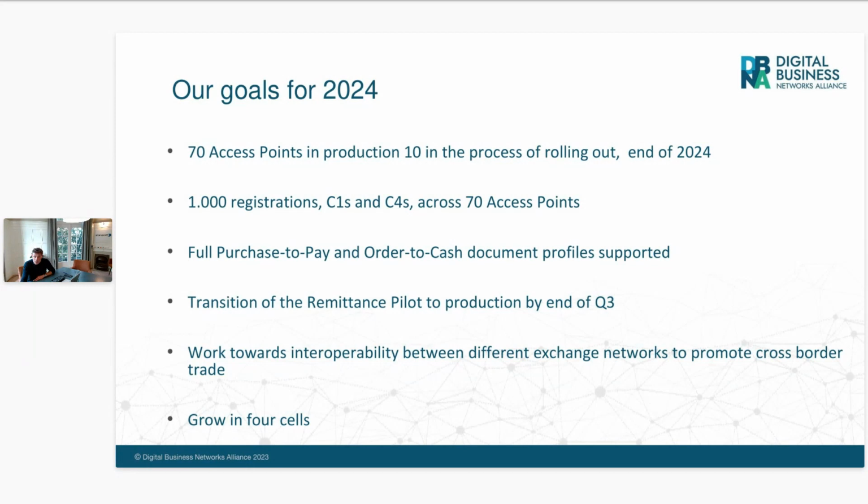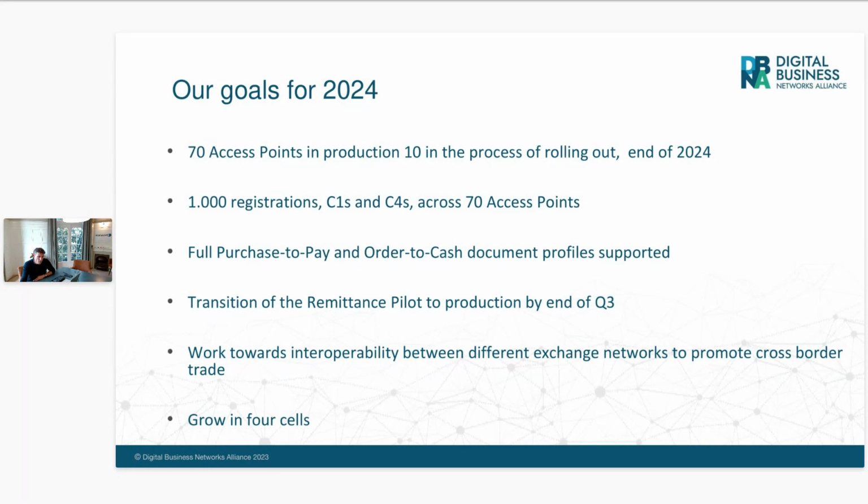The network wants to support other documents too. So meaning you have, of course, the e-invoice, but you also have purchase to pay documents, order to cash documents. And so the network is there for all sorts of documents that can be standardized and that the DBNA decides to add as standardized documents on the network. So again, your input is valuable.